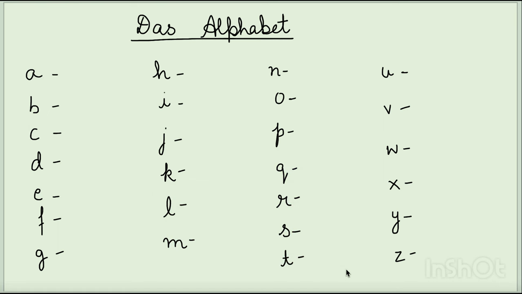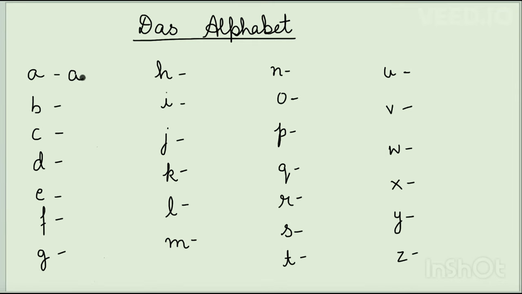I will now read the alphabet out loud, so please repeat after me in order to practice your pronunciation. A, B, C, D, E. Here, I have written the letter A, the English alphabet A, because the letter E in German has the same pronunciation as the English alphabet A.